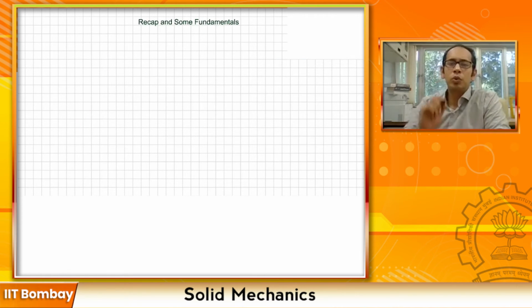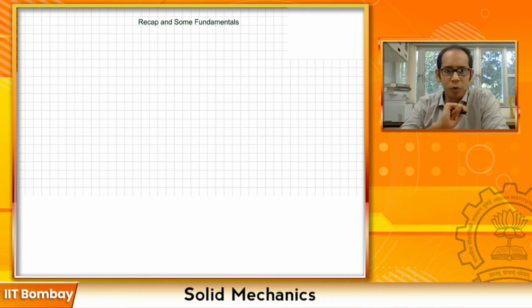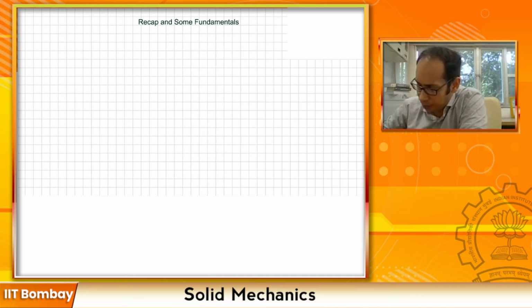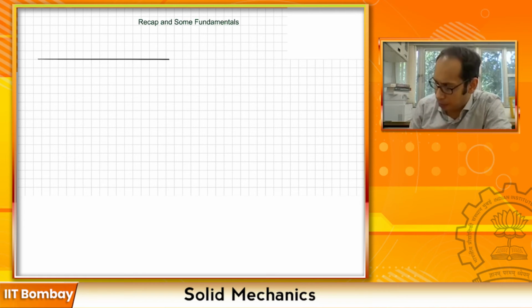Now we are going to do a quick recap of how to find the shear force and the bending moment at any given section of a beam, and then we are going to look at some fundamentals. So if we take a beam, for example, let me draw a beam here for you. Let's say we are looking at a simply supported beam, say a pin support at one end and a roller support at the other.